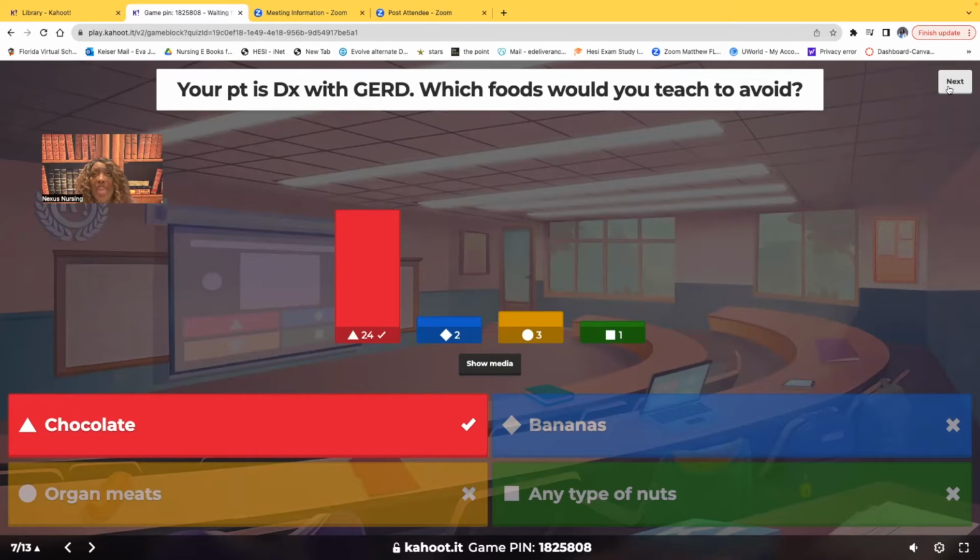So you're going to teach the patient to stay away from foods that can lower the pressure on that cardiac sphincter. Foods such as coffee, chocolate, peppermint, licorice, fried foods, right? Anything that will decrease the pressure on that sphincter, you're going to teach the patient to stay away from. I know we love our chocolate.